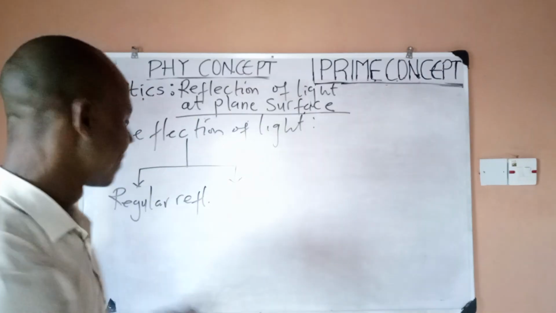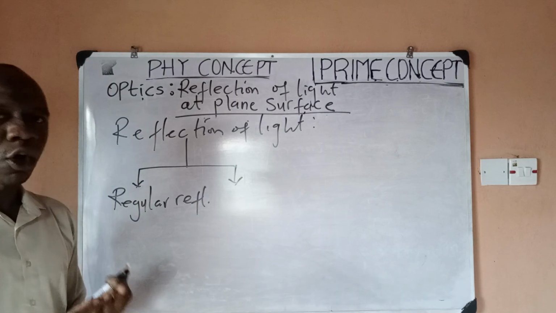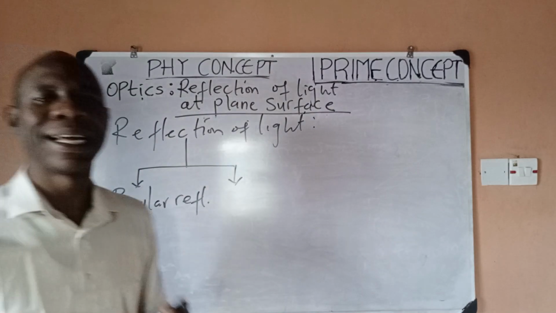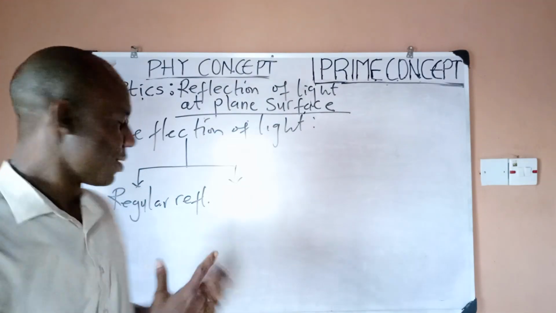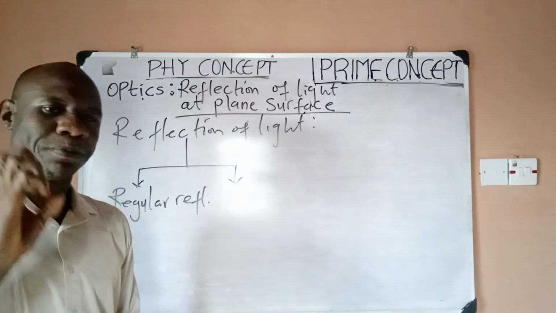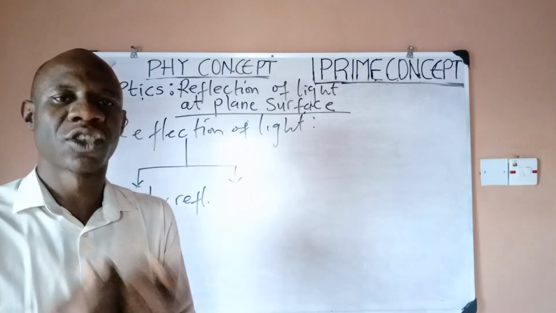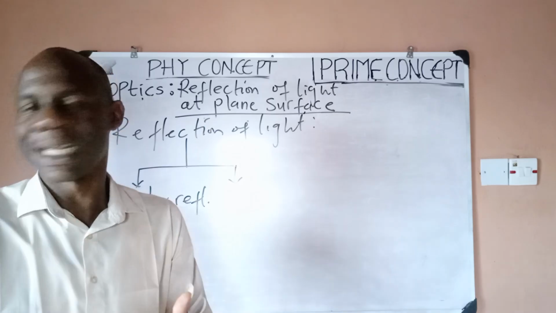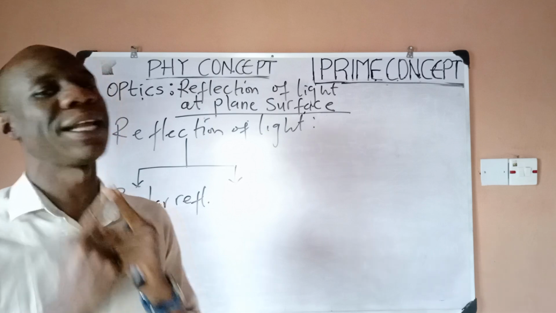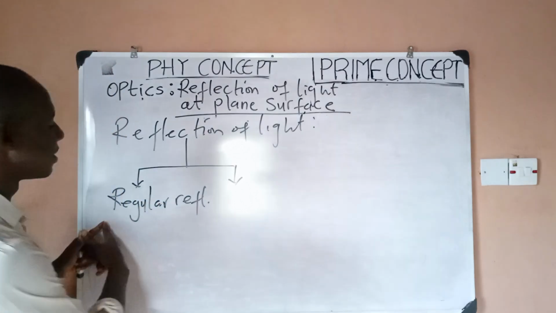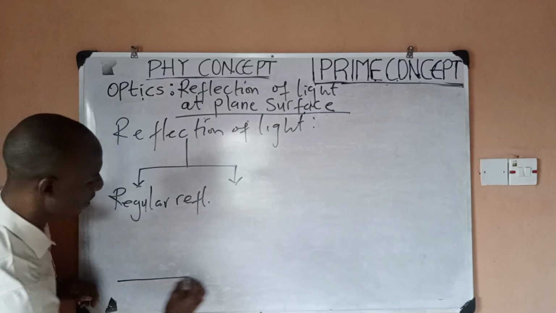Regular reflection is a kind of reflection that occurs when a parallel beam is incident on a smooth surface. Regular reflection occurs when a parallel beam is what? Incident on a smooth surface. And if that surface is smooth, when you make a parallel beam incident on that surface, the reflected beam would also be parallel. Then you say that regular reflection has occurred. And this is what we mean by regular reflection.